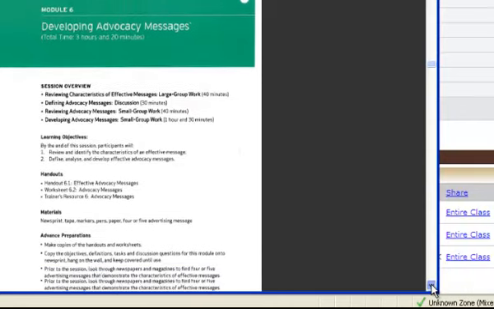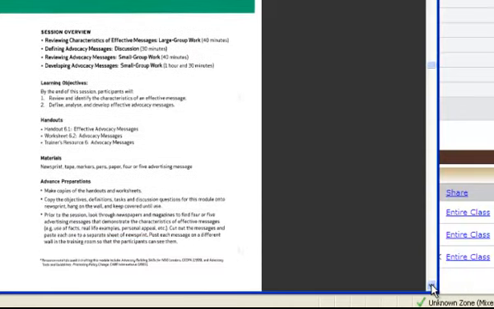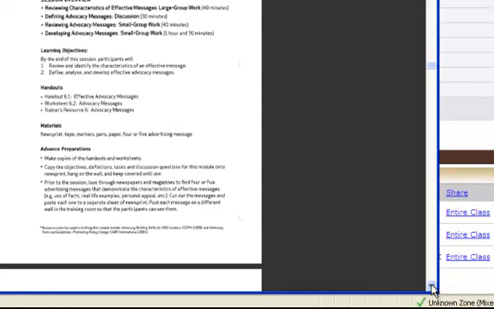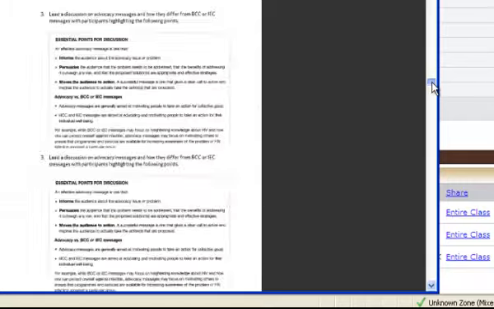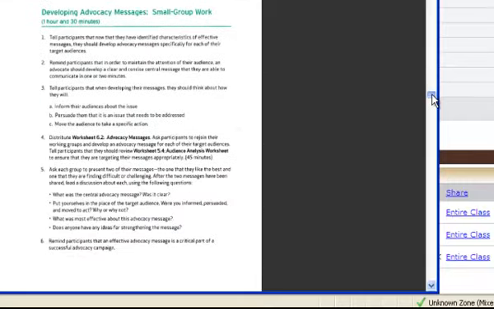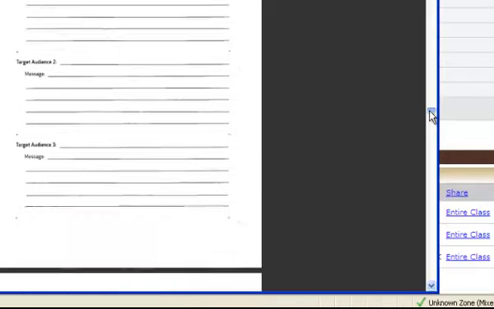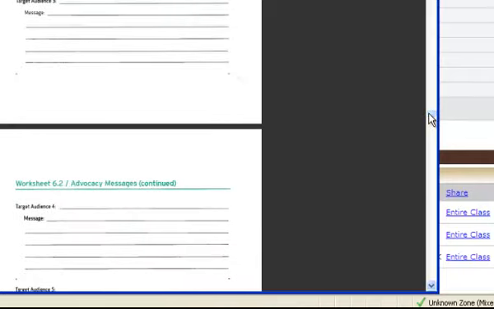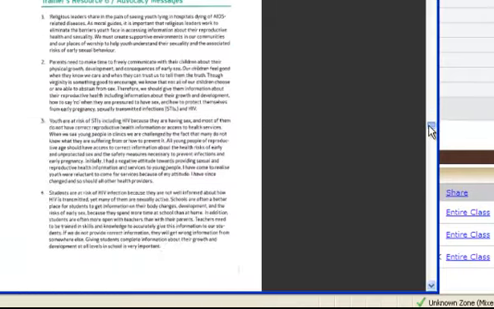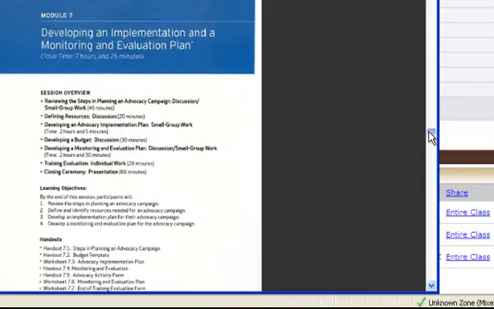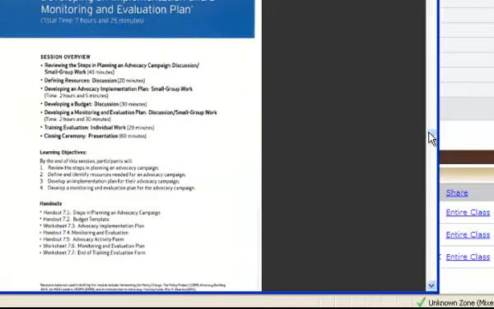Okay, this one has a nice section here about developing advocacy messages. So this is one of those that might be really great for you identifying your document, your advocacy document that you want to get out there. So that's a nice piece. And then again, it has a nice worksheet for you if that's something that works. And then here they have developing an implementation and a monitoring evaluation plan.